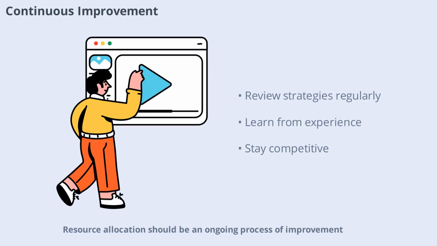Resource allocation should be an ongoing process of improvement. Regularly review your strategies, learn from past experiences, and look for ways to get better. Continuous improvement helps you stay competitive and make the most of your resources over time.